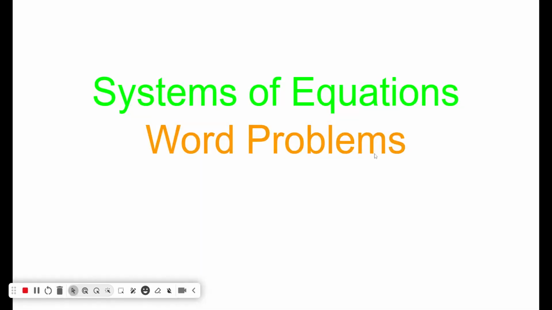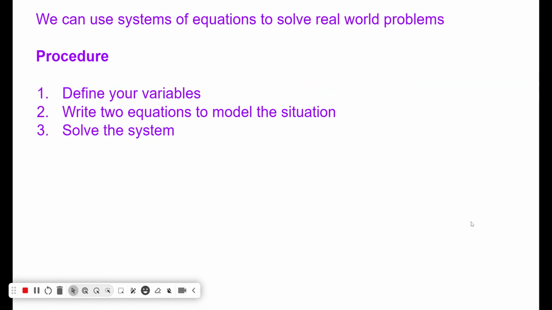Today we're going to do systems of equation word problems. Let's get started. We can use systems of equations to solve real world problems. We're going to talk about that today. The procedure is going to be pretty simple.